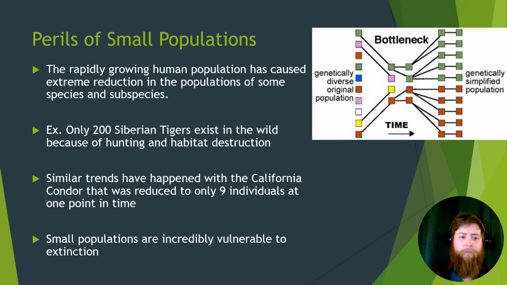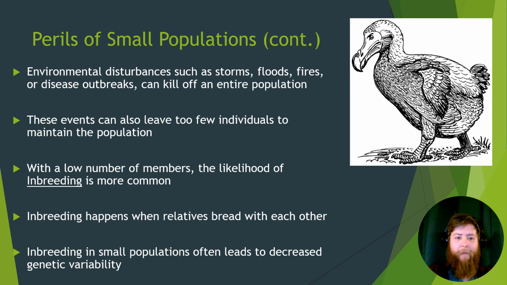So some more perils to small populations include environmental disturbances like storms, floods, fires, disease. All of these things have the potential to kill many or all of an entire population. As we get smaller and smaller amounts of organisms, the likelihood of inbreeding is more common. And so this is when relatives are breeding with each other, and this leads to decreased genetic variability.